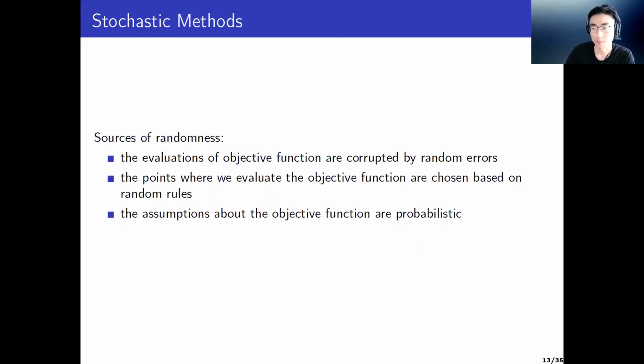In global optimization, randomness can appear in several ways. We list the main three sources of randomness. First, the evaluations of the objective function are corrupted by random errors. Secondly, the points where we evaluate the objective function are chosen based on random rules. And thirdly, the assumptions about the objective function are probabilistic. For example, the objective function is a stochastic model. In this talk, we mainly focus on the second case, where random decisions are involved in choosing the candidate solutions.